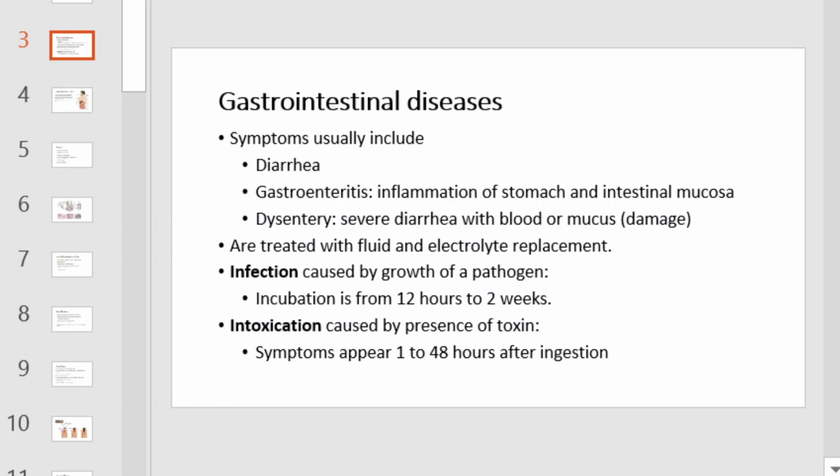Gastrointestinal diseases. Gastrointestinal diseases often have common symptoms which include diarrhea, gastroenteritis, and dysentery. They are treated with fluid and electrolyte replacement. Infection in the GI tract is caused by the growth of a pathogen. Incubation time for an infection ranges from 12 hours to 2 weeks. Intoxication in the GI tract is caused by the presence of a toxin. Here, the symptoms appear in 1 to 48 hours.